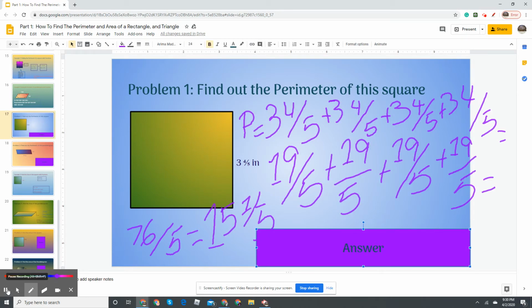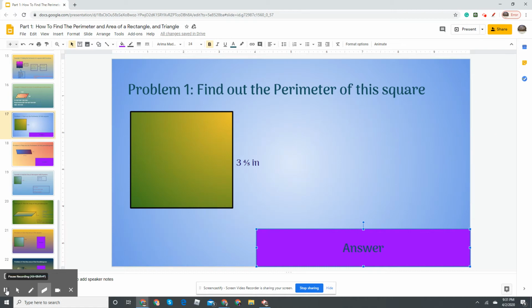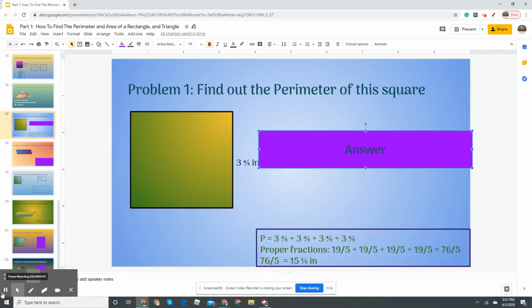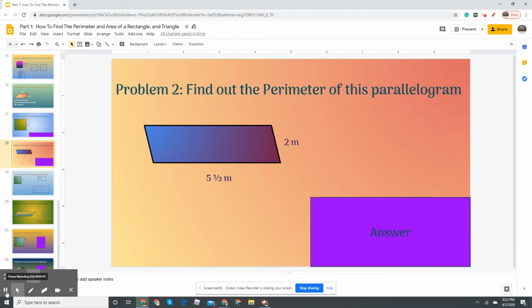So the perimeter is 3 and 4/5 plus 3 and 4/5 plus 3 and 4/5 plus 3 and 4/5. So now we turn them into improper fractions. So this becomes 19/5 plus 19/5 plus 19/5 plus 19/5, which equals 76/5, which equals 15 and 1/5. That is our answer, and our answer is correct. Pause this video and try problem number 2 on your own.